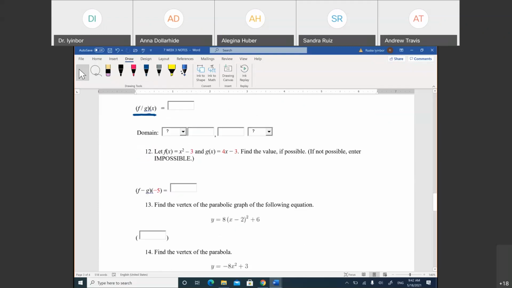Now, if you look at number 12, the same way, you have function f, which is x squared minus 3. Function g is 4x minus 3. You have two functions. And what you need to find is f minus g of negative 5, okay? And now let me tell you how to do those.